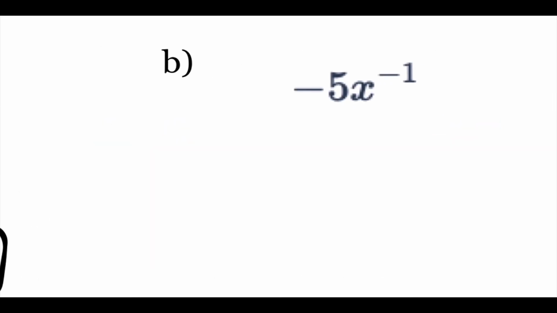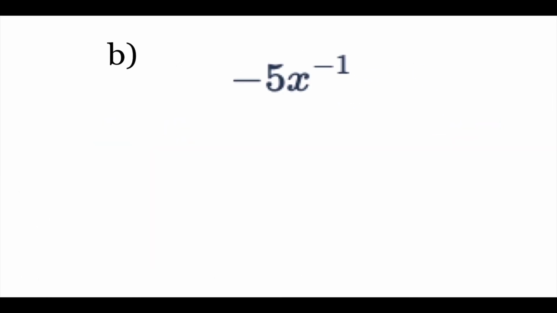Step 2 says negative exponents. I do have one. It's going to need a 1, right? So my question is, what moves down? The -5 and the x, or just the x? Just the x, yep. There's no parentheses, so the only thing that has a negative exponent is just the x.